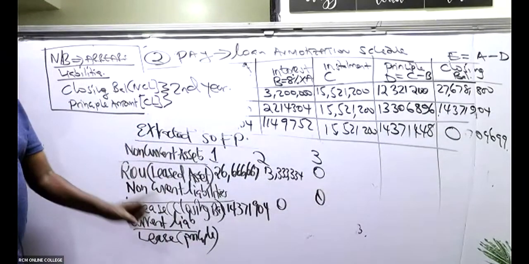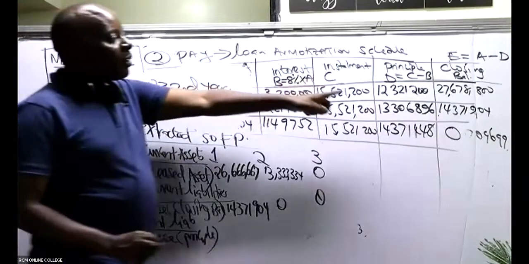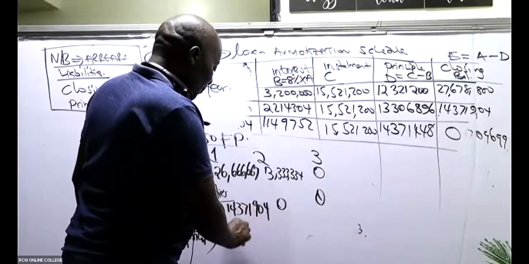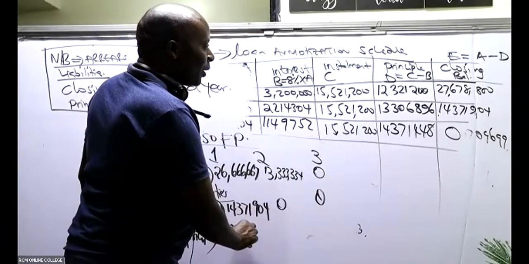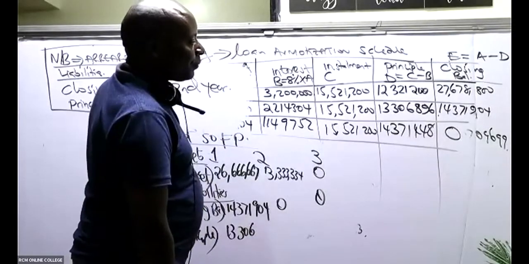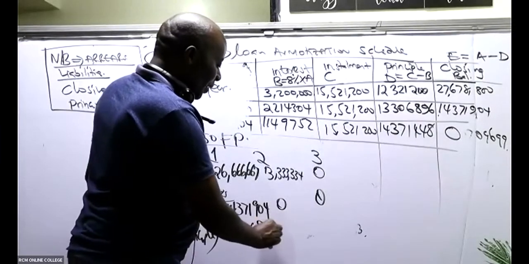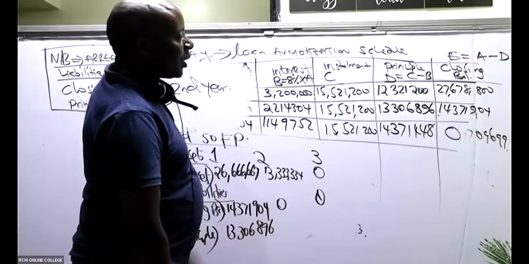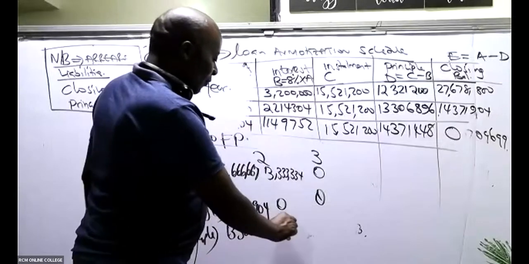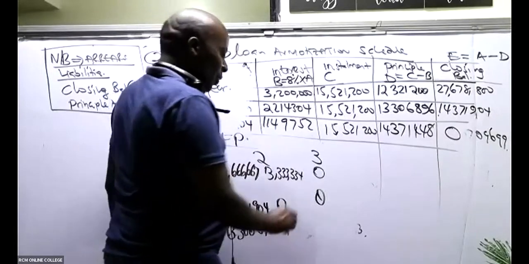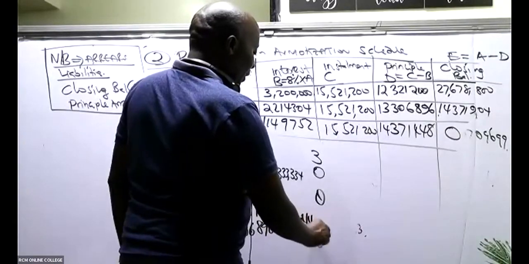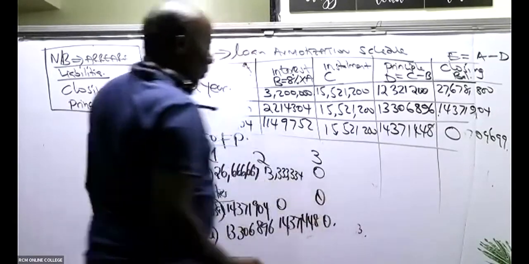And also the principal amount, when you come to the principal amount you start at year 2. Year 2, you say 13,306,896, and then this one here, ignore always year 1. 14,371,448. The other one is 0 because there are 3 years.